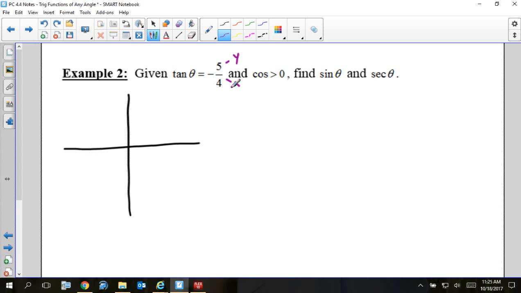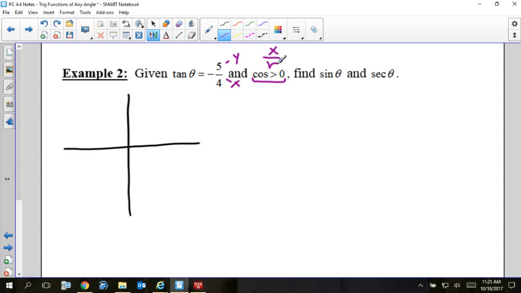Okay, so we have tangent is y over x. But there's a negative, and you don't know if y is negative or x is negative. Can they both be negative? No, it's going to be positive. So one of them is negative. You don't know. But then you keep reading and you see cosine is greater than 0. And which formula is cosine? What over what? I'm not using those words anymore.